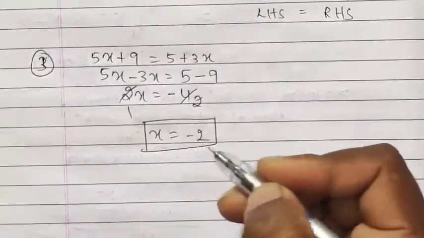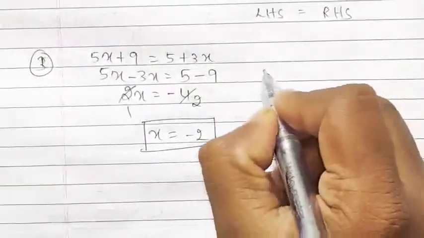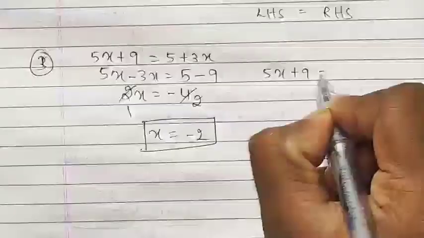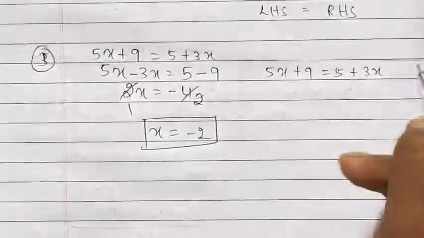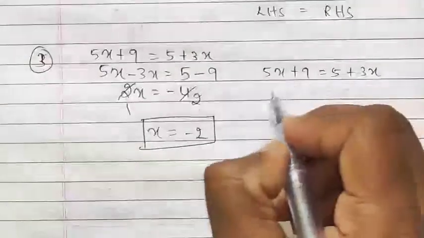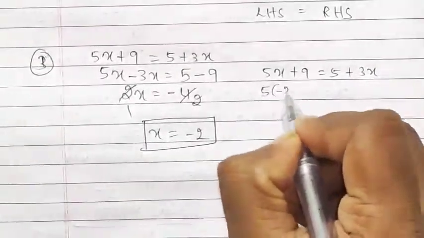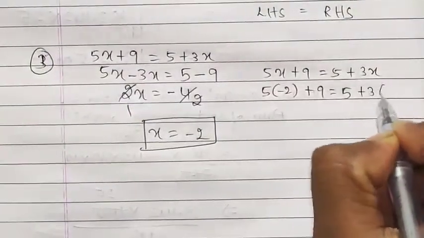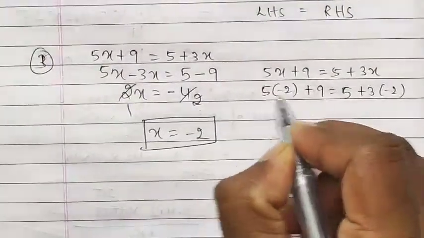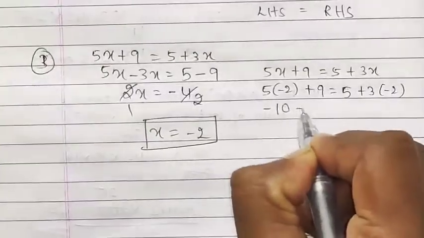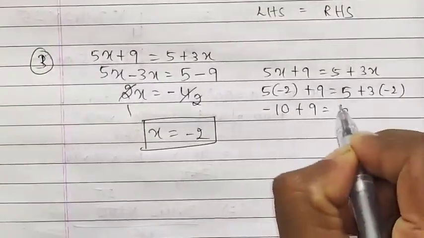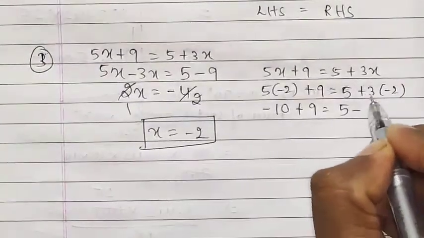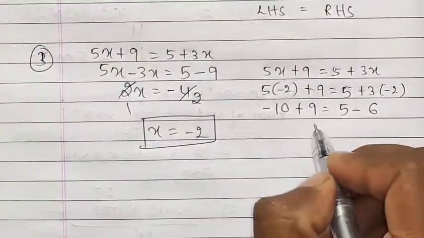Now verification. Actually they given 5x plus 9 is equal to 5 plus 3x. In the place of x I will substitute now minus 2. 5 into minus 2 plus 9 is equal to 5 plus 3 into minus 2. Plus into minus is minus, 5 2s are 10 plus 9 is equal to 5 as it is, plus into minus is minus, 3 2s are 6.